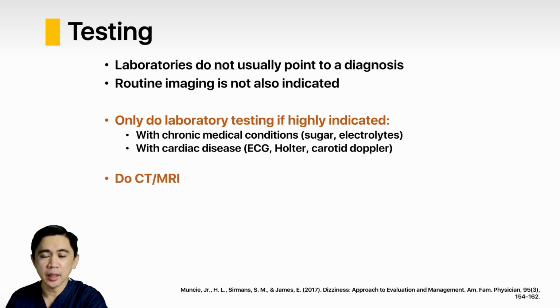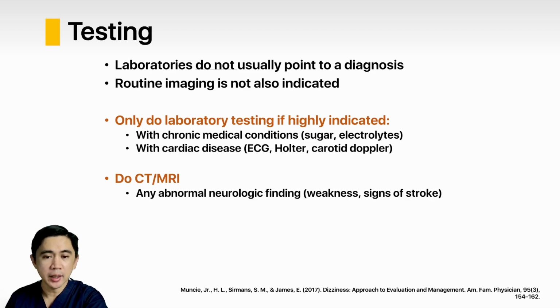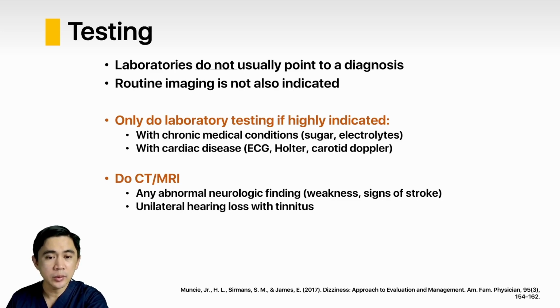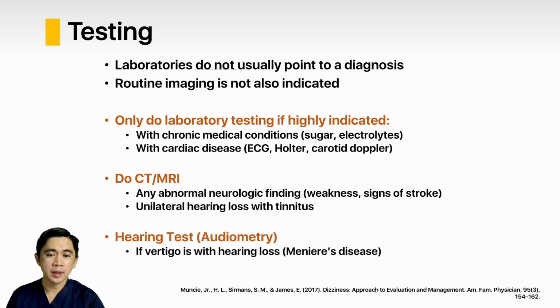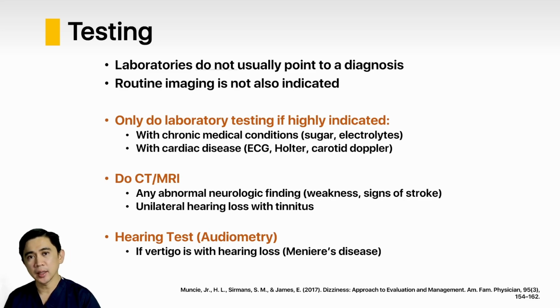Do a CT and MRI if there are any abnormal neurologic findings, such as weakness or any signs of stroke. You also do a CT and MRI whenever the patient comes in with dizziness and there is unilateral hearing loss with tinnitus. Hearing test or audiometry can be done if the patient comes in with a hearing loss, as this may suggest Meniere's disease.